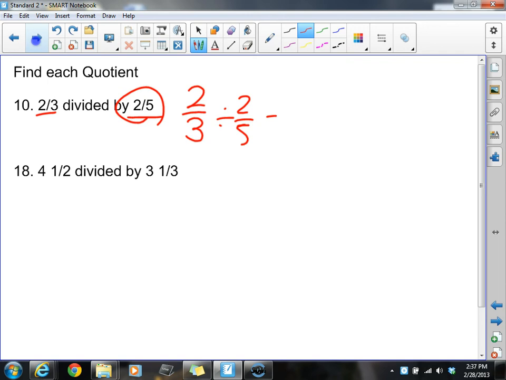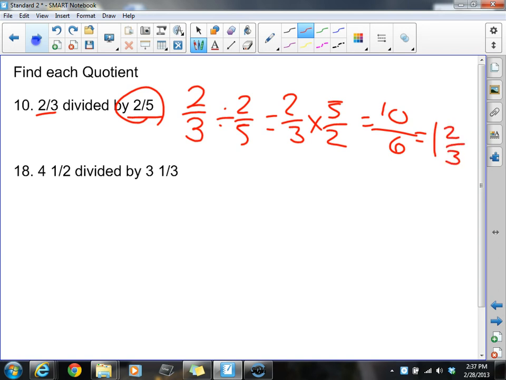To do this, it's going to be 2/3 times 5/2. Remember, we just reciprocalize and then solve. 2 times 5 is going to be 10. 3 times 2 is going to be 6. We simplify that, and the answer is going to be 1 and 2/3. Okay?